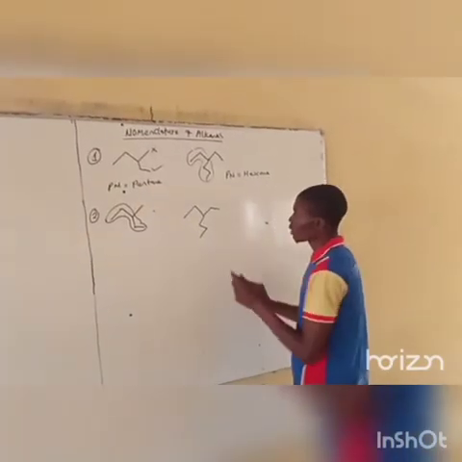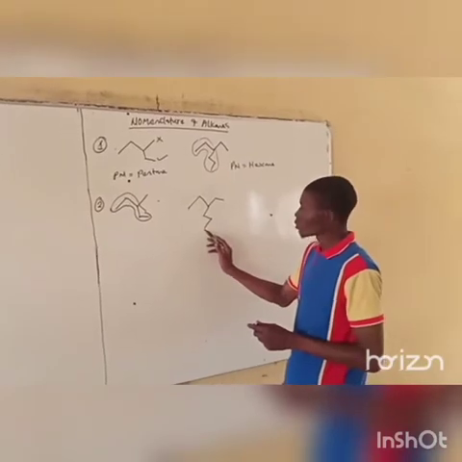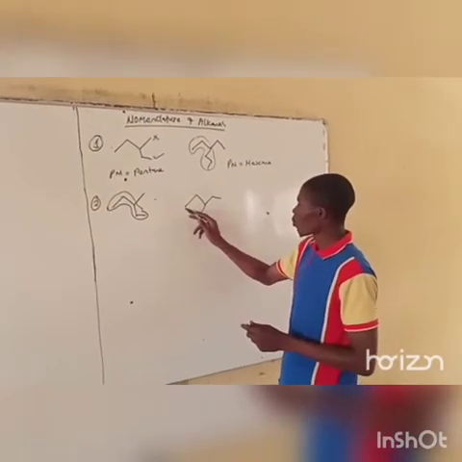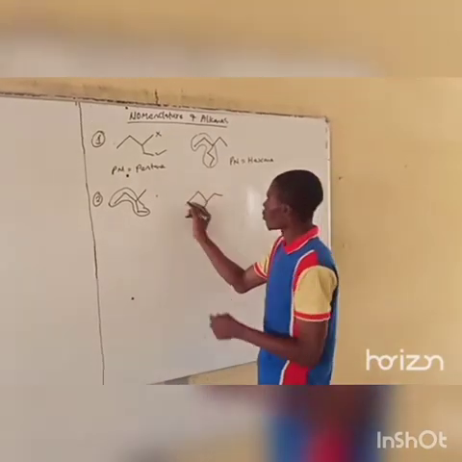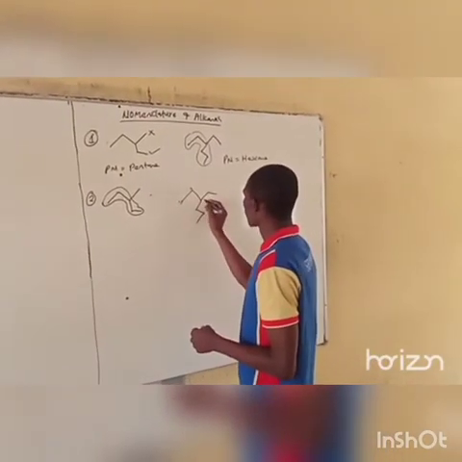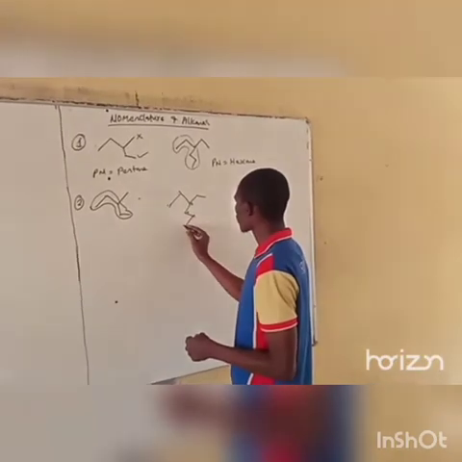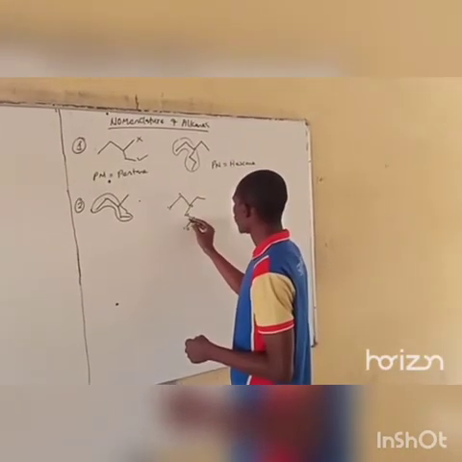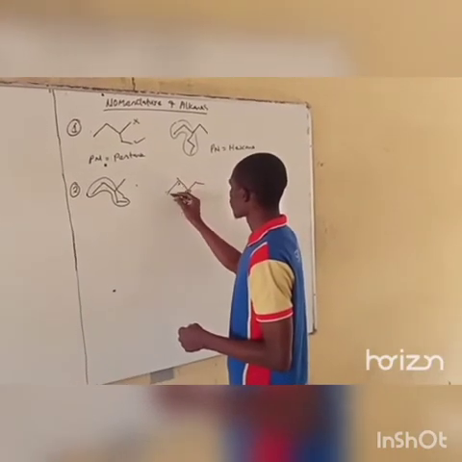Look at the second example. 1, 2, 3, 4, 5, 6. 1, 2, 3, 4. 1, 2, 3. So you see, counting from this side is closer. 1, 2, 3, 4, 5, 6. While counting from this side, 1, 2, 3, 4, 5, 6.